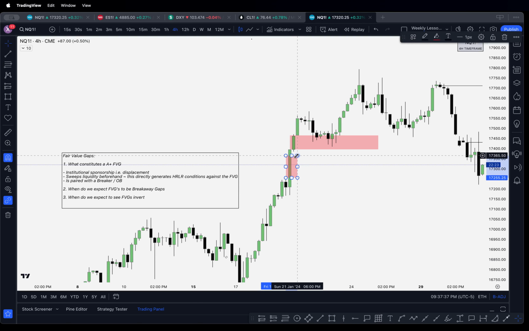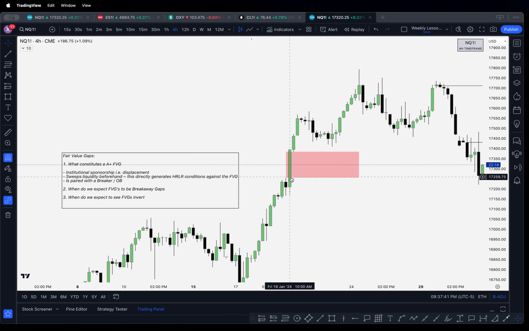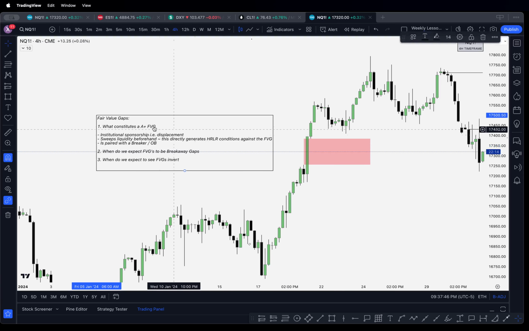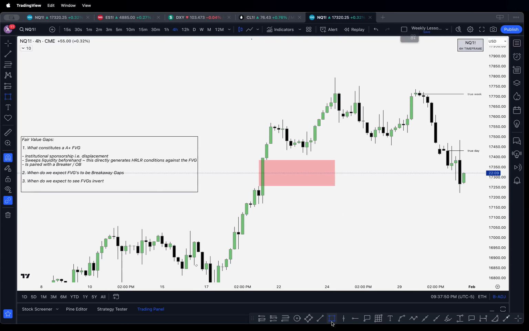Why do I like this fair value gap more? What does it have? Order block. Yeah, it has a down close candle, right? Yep. So that's another thing you can look for when you're qualifying an A plus fair value gap. Is it paired with a breaker or OB? In this case, this fair value gap gets the job done.